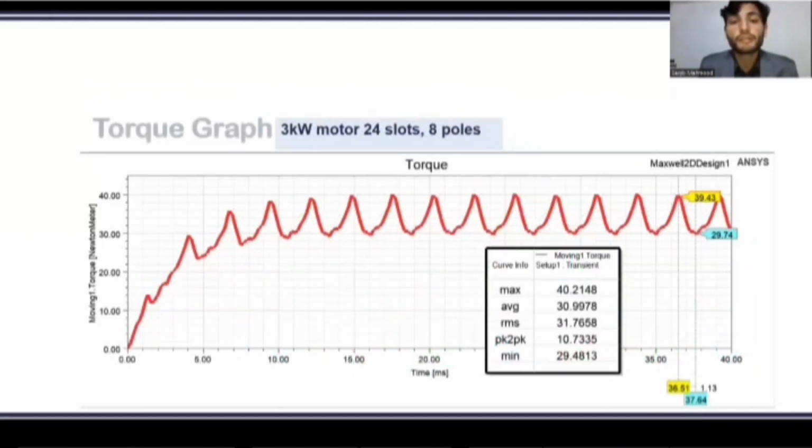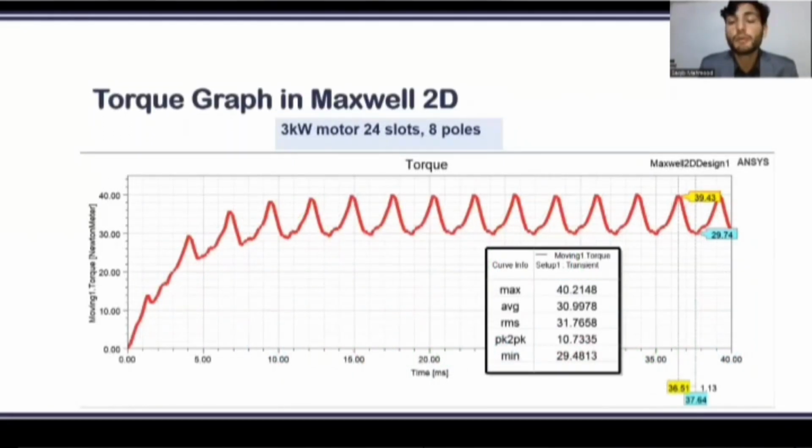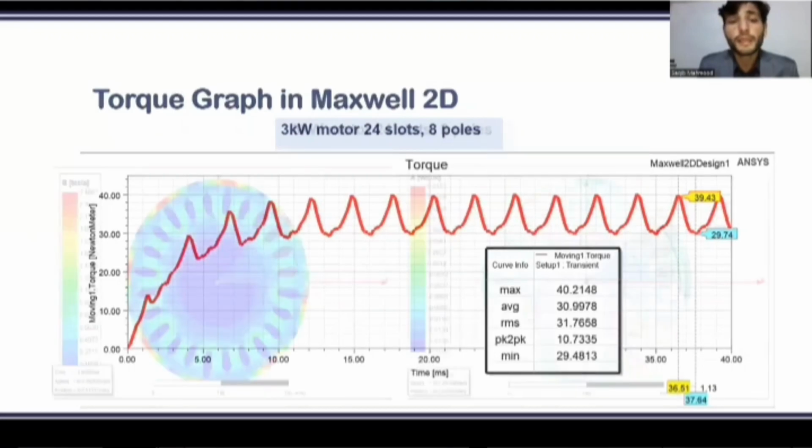So this is the graph of the moving torque in Maxwell 2D, in which we can see that the maximum value of the torque that can be achieved for the 24 slot 8 pole model is 39 or 40 Newton meter. Average value is 30 Newton meter and the minimum value is 29 Newton meter. The torque ripple here is 34%, which is pretty high. So we tried to minimize it in the other models.